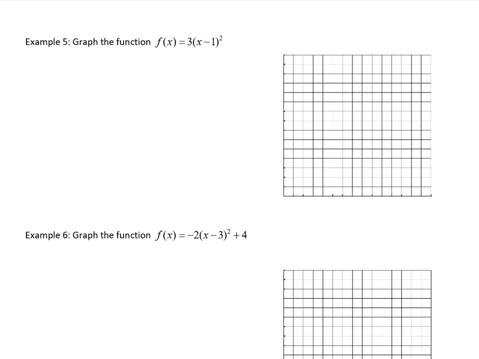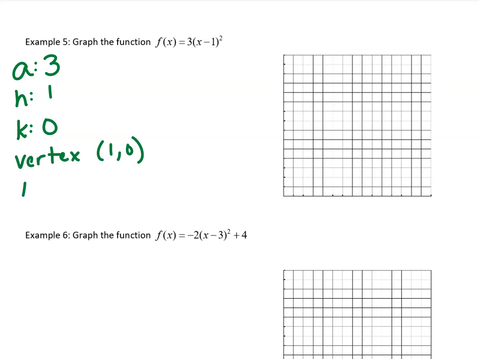So Question 2, we start with a, h, and k. Identify those first. What's our h? 1. What's our k? 0. So what's the vertex? 1 and 0. And what's the axis of symmetry? Is it 1, 3? x equals 1?